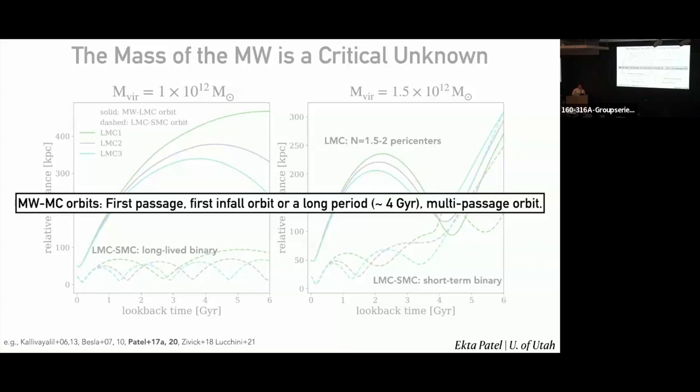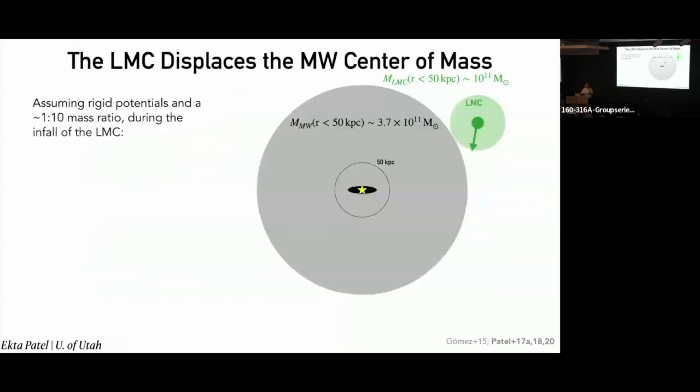Another thing that we've learned in about the last 10 or so years is that because the LMC is as massive as 10% the mass of the Milky Way, it has a very large impact on what happens to the Milky Way as the LMC comes through the halo of the Milky Way. So in this nice little graphic here, of course, the LMC starts outside of the halo of the Milky Way. So it's essentially starting at the virial radius about 2 billion years ago.